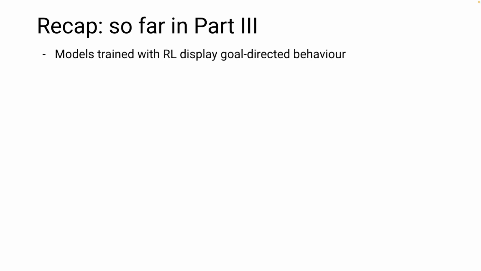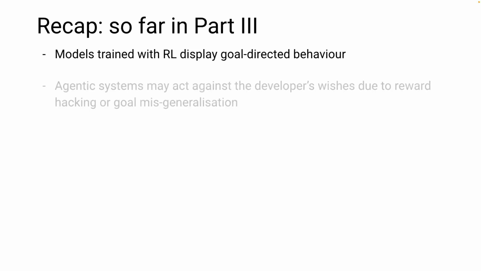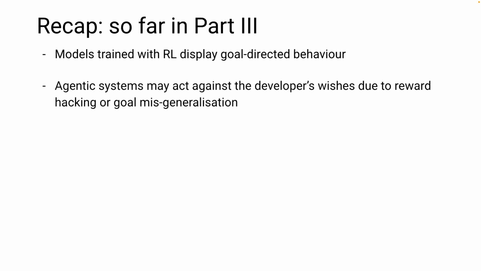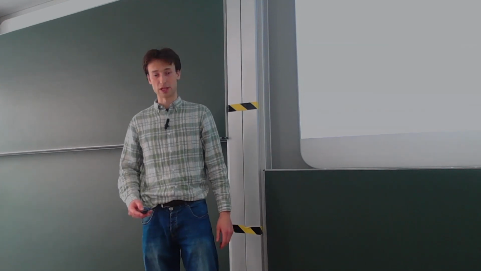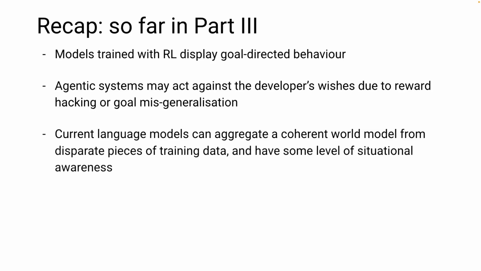So to start with, I thought I'd briefly recap what we've looked at so far in this part of the course. In the first lecture I gave, we saw that models trained with RL often display strong goal-directed behavior. But in the second lecture, we saw that agentic systems may not always act in the developer's wishes, and in particular, two main avenues through which this can happen are reward hacking and goal misgeneralization.